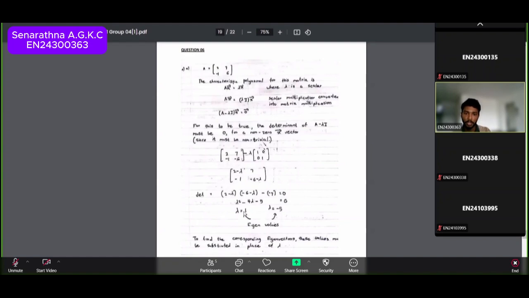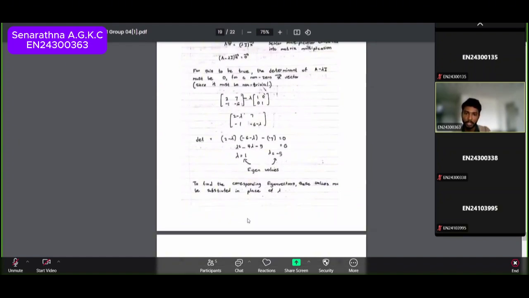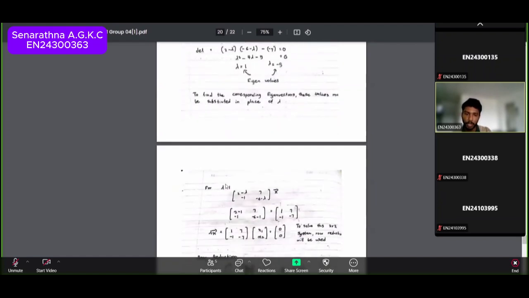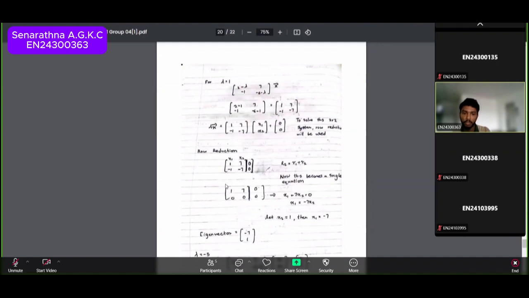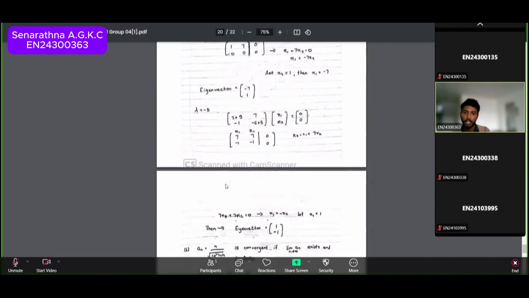Then we get 1 and minus 5 for the eigenvalues of lambda. To find the corresponding eigenvectors, these values must be substituted in place of lambda. When lambda equals 1, we get minus 7 and 1 for the eigenvector. When lambda equals minus 5, we get 1 and minus 5 for the eigenvector.